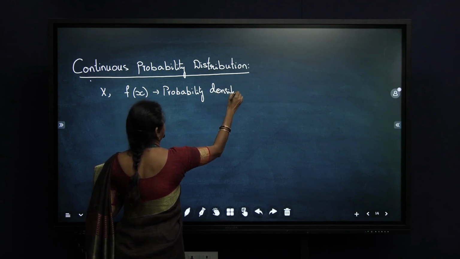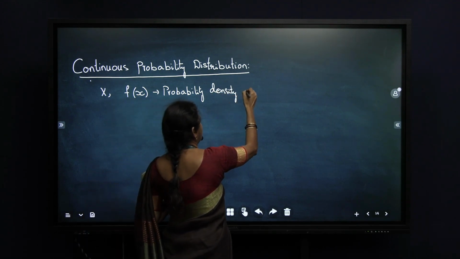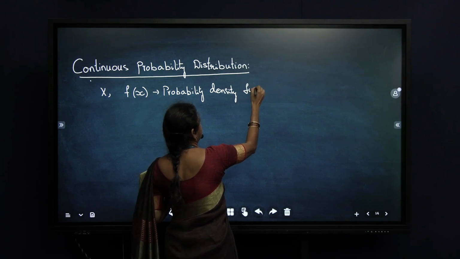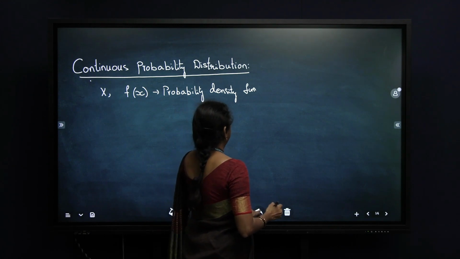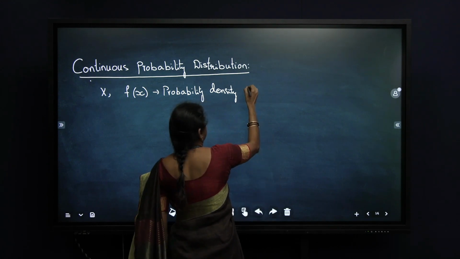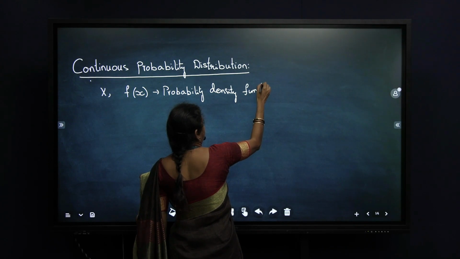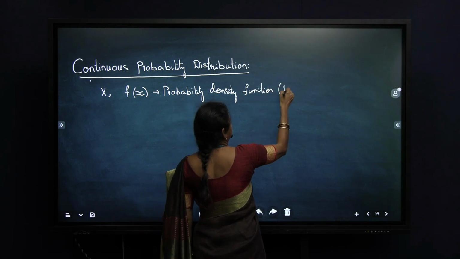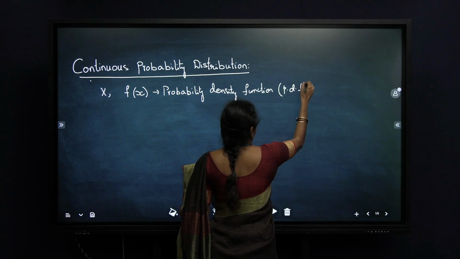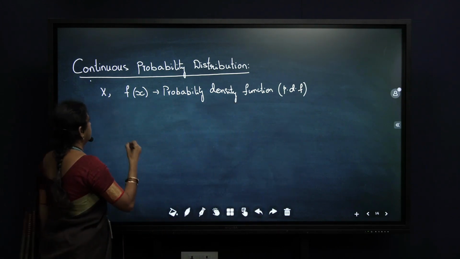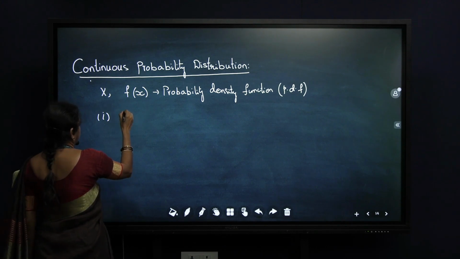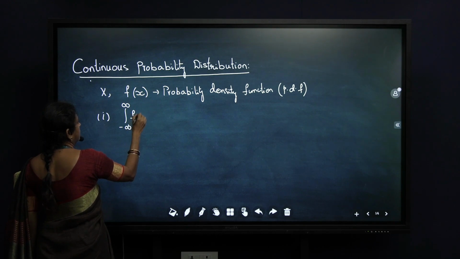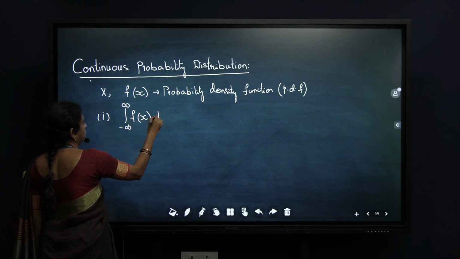If it is a discrete random variable, the function is known as probability mass function. If it is a continuous random variable, the function is known as probability density function, which is mentioned as PDF. So, we will see the conditions now. First condition, integral of f of x between limits minus infinity and infinity should be equal to 1.